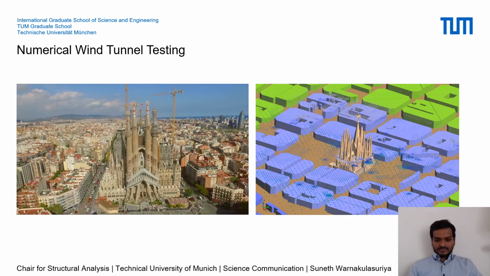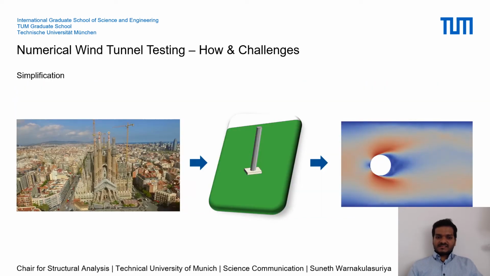So what we do here, we take actual cities, and then we do some simplifications and modeling inside a computer to arrive at the rightmost video, which shows velocity field distributions over this nice Barcelona cathedral. So how do we do it? That's the next question. First, what we do is simplification.